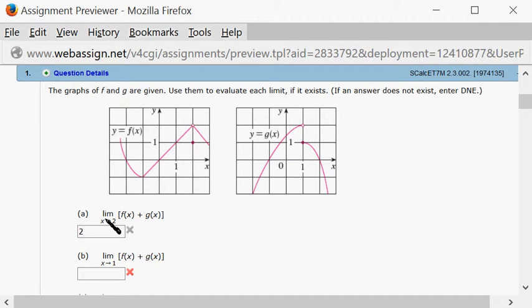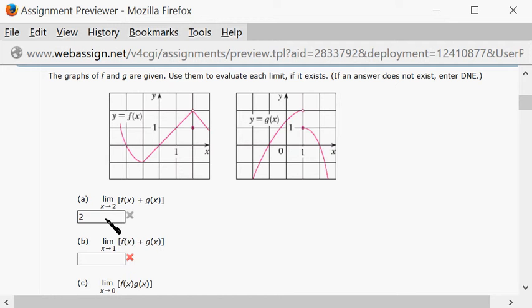Part B is the same thing, but x is approaching 1. So f of x is approaching 1 here. And here, it looks like at this point the limit does not exist, because the left-hand limit and the right-hand limit do not agree with each other. So this does not exist.